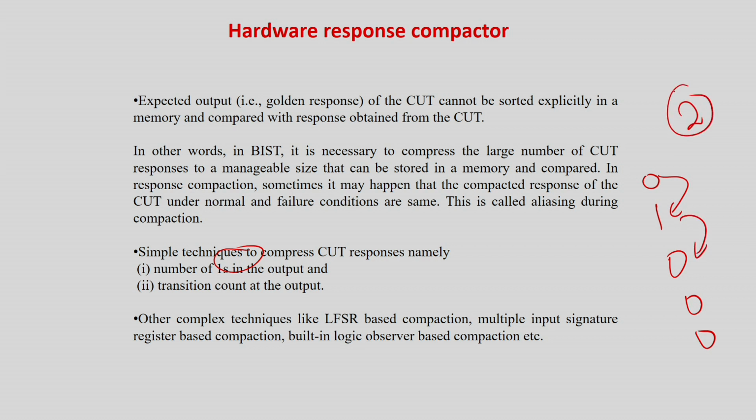But you can also find out that this can have some aliasing effects, like if something balances out, maybe this becomes a 0 and this becomes a 1. So faults are there, but the transition count will still be 2 and the errors will not be detected. But we will see that for many cases, even such simple compactions can detect the errors. There are more complicated techniques, again based on LFSR, which can minimize the aliasing a great deal, but the theories are more involved, so we will not go into that.